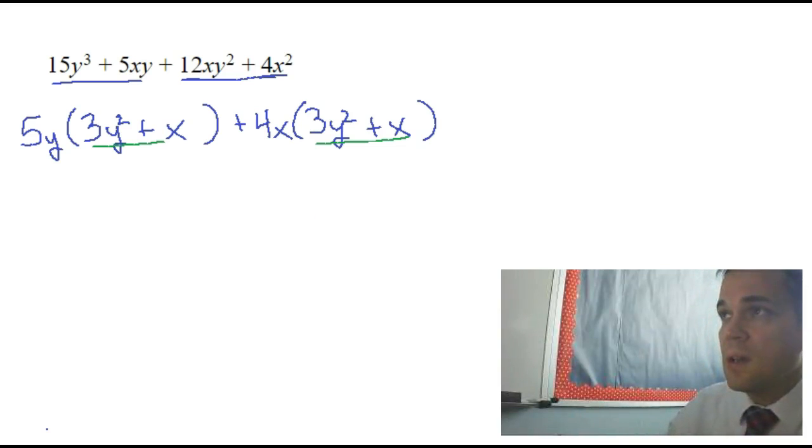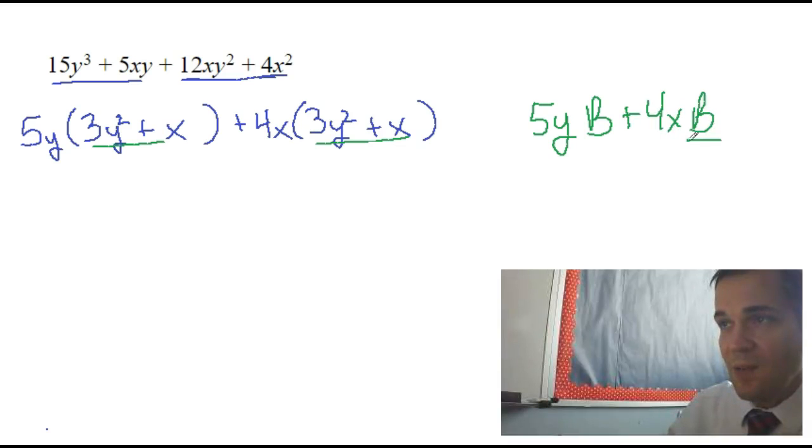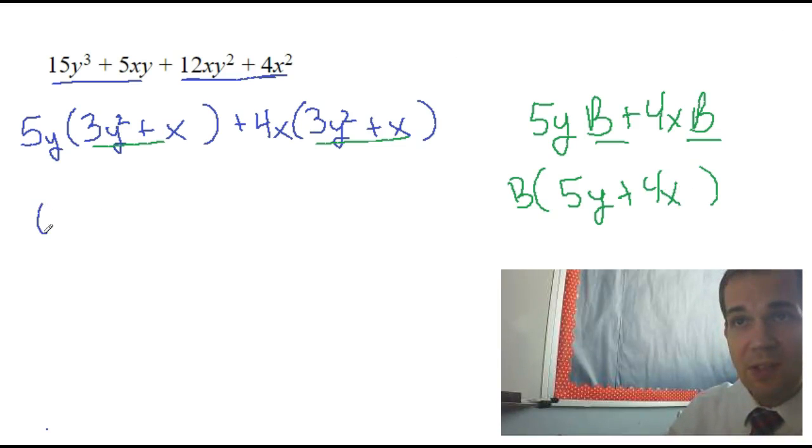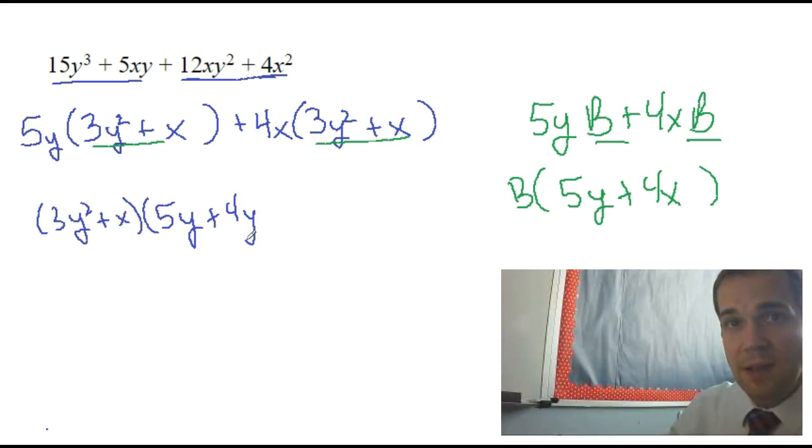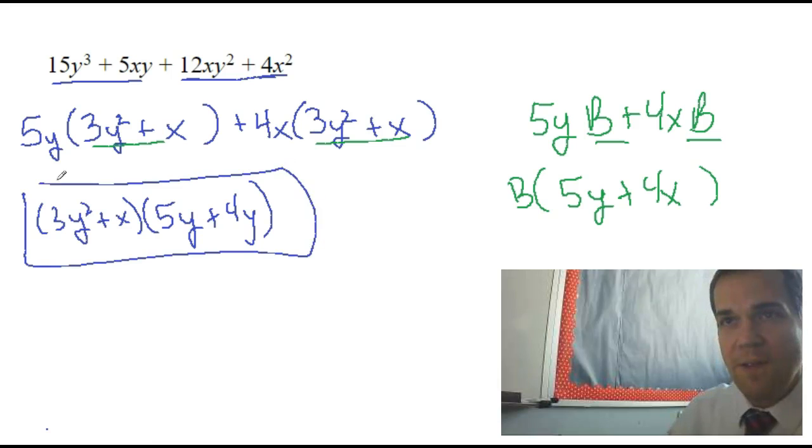So they match, which means in essence I have like a 5y with one thing plus a 4x and another thing. Like instead of a b and a b, it's a 3y squared plus x. And just like with this, I'd factor a b out and be left with 5y plus 4x. I'm going to have this 3y squared plus x out in front and a 5y plus 4x on the inside as my final answer.